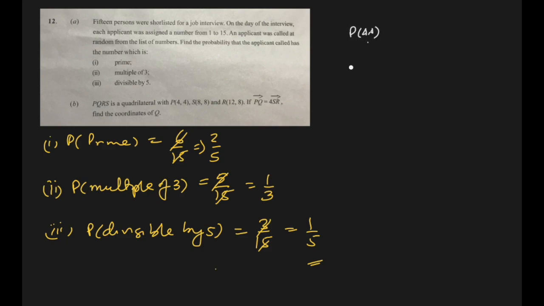This is P. Then S is 8, 8. R is 12, 8. That means the Y coordinate is the same, so 12 will be somewhere here. R is 12, 8. So this is a line here and this is a horizontal line here.